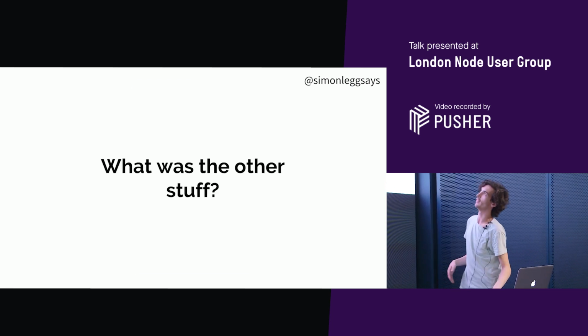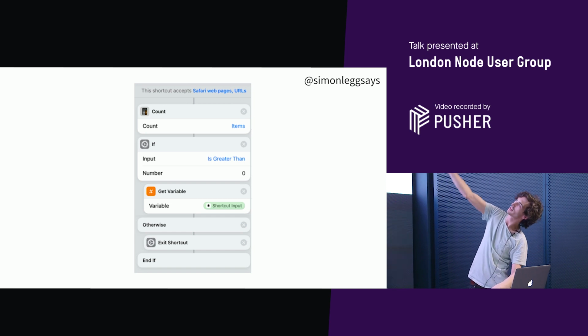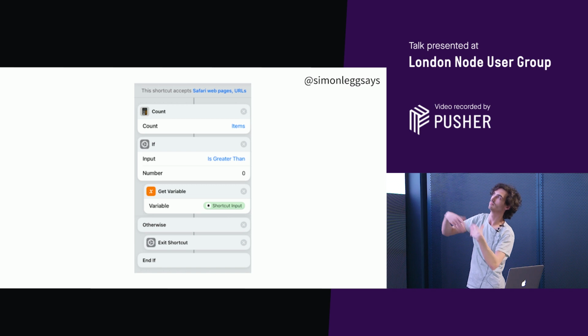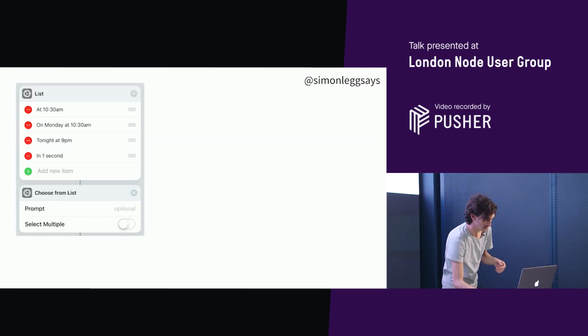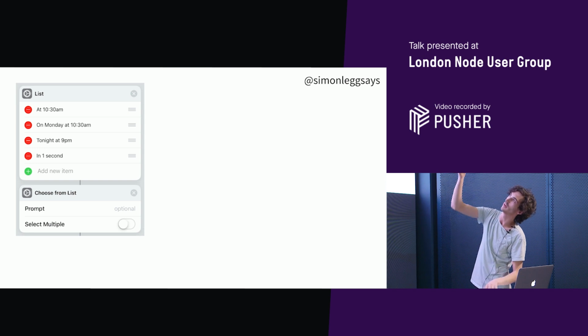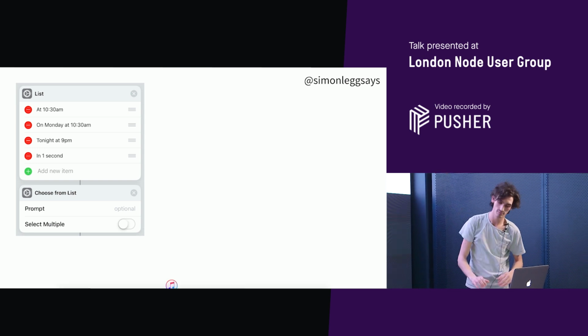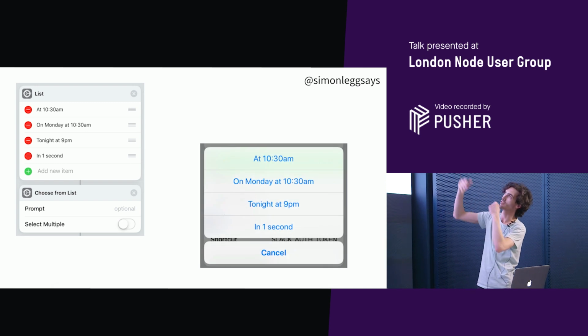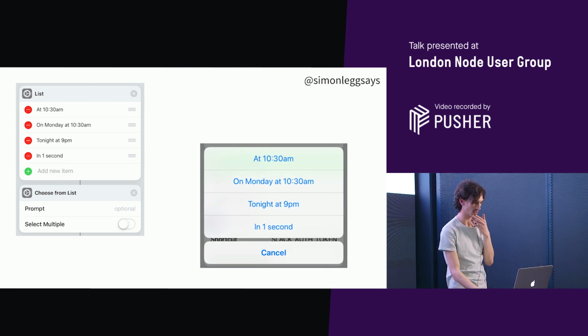What was the other stuff in that long one? It was this, which is like a guard clause. If I didn't get any arguments, just exit. And I had this, which gives you a list of options and takes a response. And this was something that I was sending to Slack.